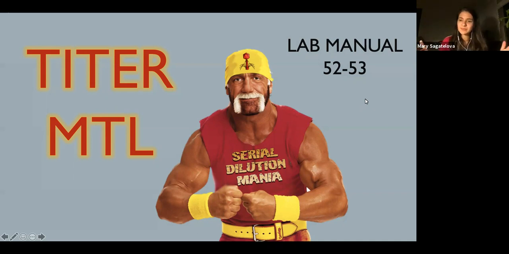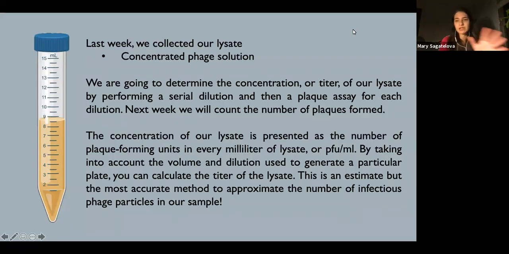So Titer MTL week, MTL standing for medium titer lysate, is going to be found in your lab manual pages 52 to 53. Not really a long protocol, but some things are different. So make sure we're paying attention because we're doing some critical thinking this week, and it's all dependent on you guys. So important stuff.